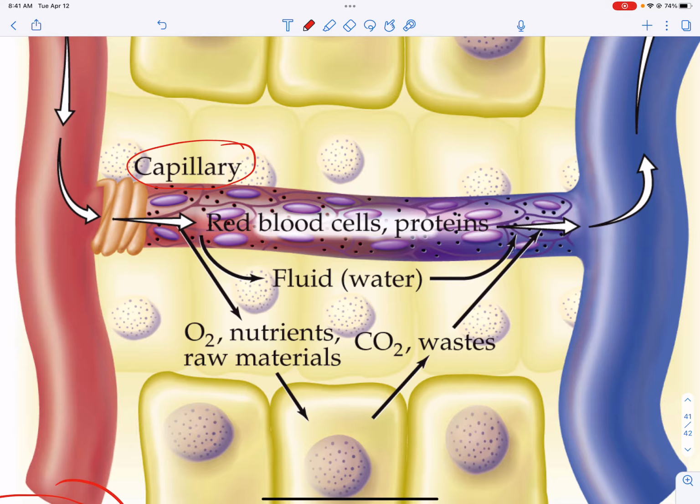Inside this capillary, you might notice these purple circles. These are representing red blood cells, okay? And then you might notice all these little dots right here. This capillary is a semi-permeable membrane. Okay, so through all these dots is where the exchange of things like oxygen and CO2 happens, okay?